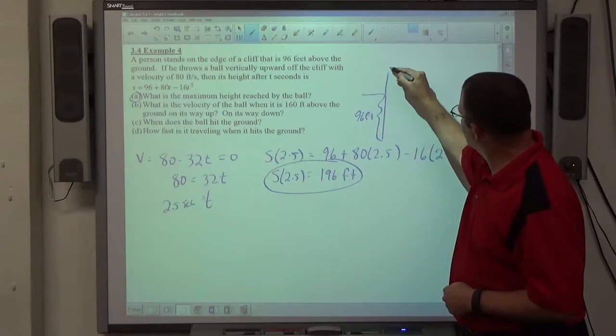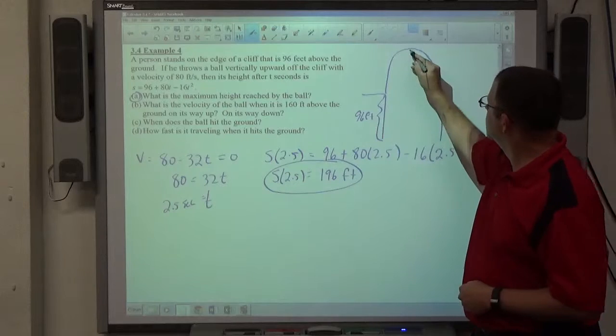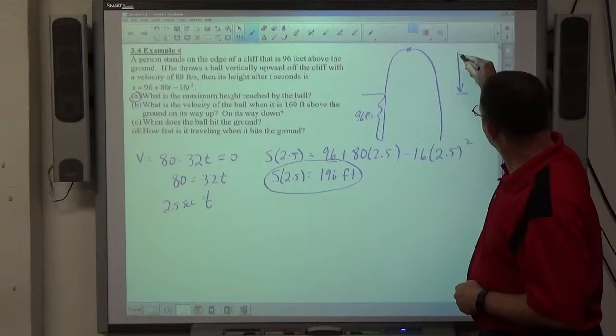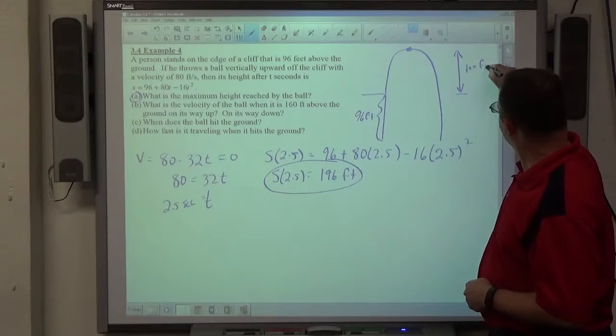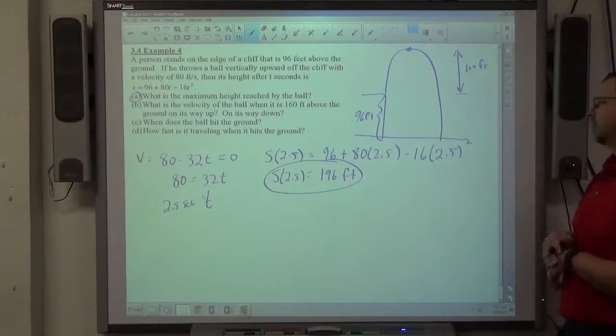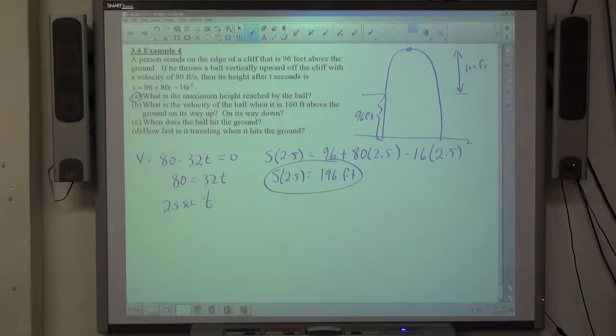The ball goes another 100 feet, for a total height of 196 feet above the ground. Because here's the ground over here. That's where it's going to land.